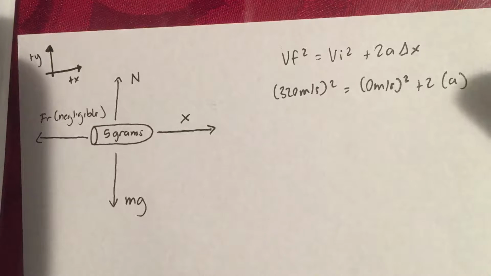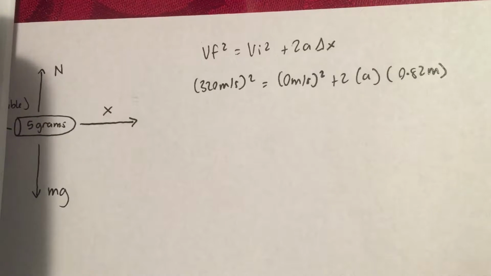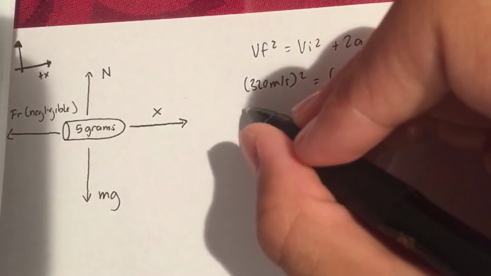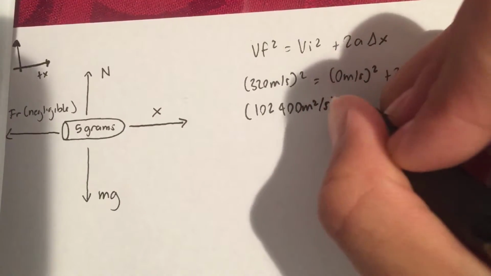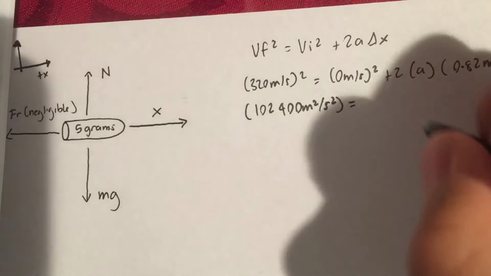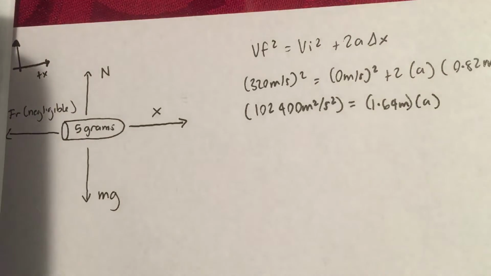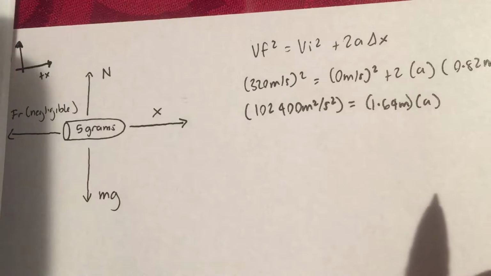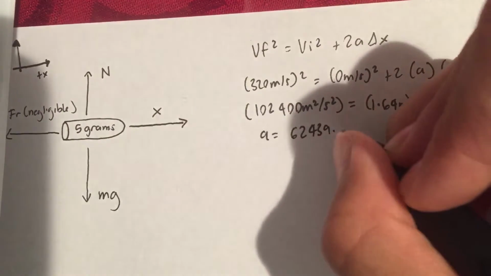And we know the length of the barrel of the gun, which is 0.82 meters. Okay, so what we can do now is just continue solving. This would be 10240 meters squared per second squared, and because the initial velocity is 0, it does not account for anything, and that would be 1.64 m times the acceleration. Now we can put that in our calculator, and we will get 62439.024.